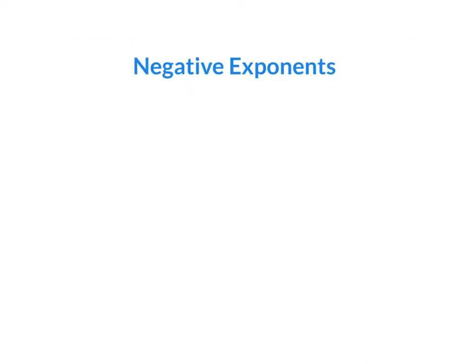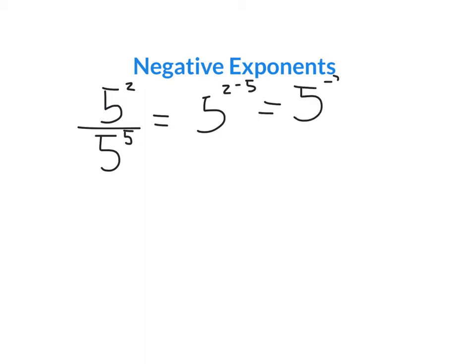Alright, so negative exponents are kind of unique. Let's look at another quotient rule example. Let's say we have 5 to the second divided by 5 to the fifth. According to the quotient rule, since they're like bases, we can do 2 minus 5, which is negative 3. So 5 to the second divided by 5 to the fifth is the same as 5 to the negative 3.